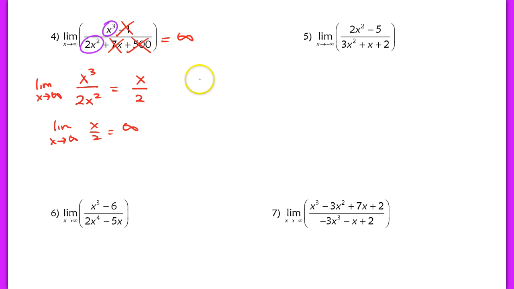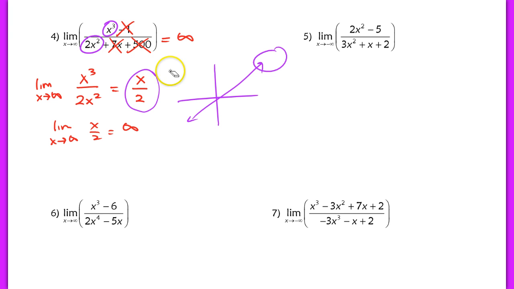It's like looking at the graph of x over 2. So you have some linear function x over 2, right? It's increasing to positive infinity here as x increases to positive infinity. Okay, so I just want to be clear that obviously this function here does not equal x over 2, right? But at huge values of x, so as x increases to positive infinity, this function behaves like the function x over 2, which if you find the limit as x approaches infinity of x over 2, you get infinity, okay?